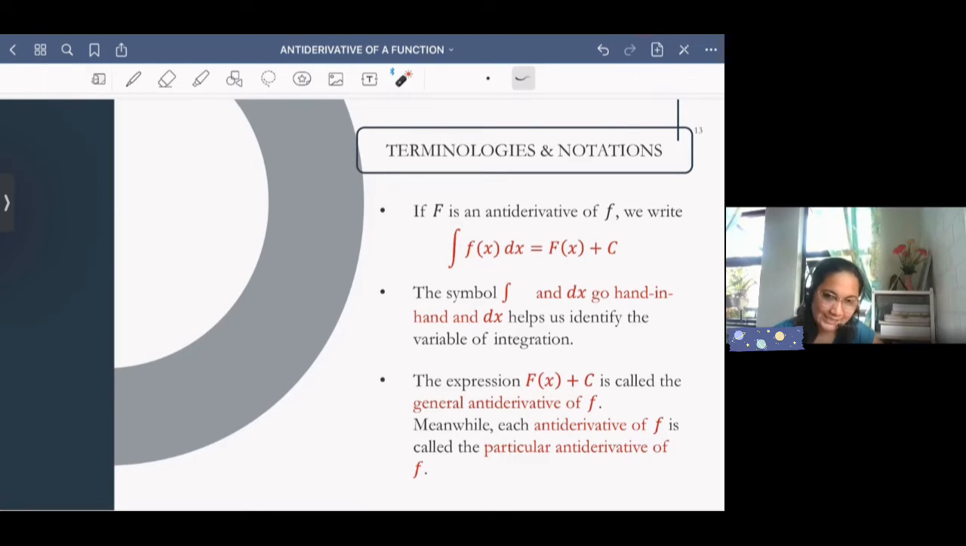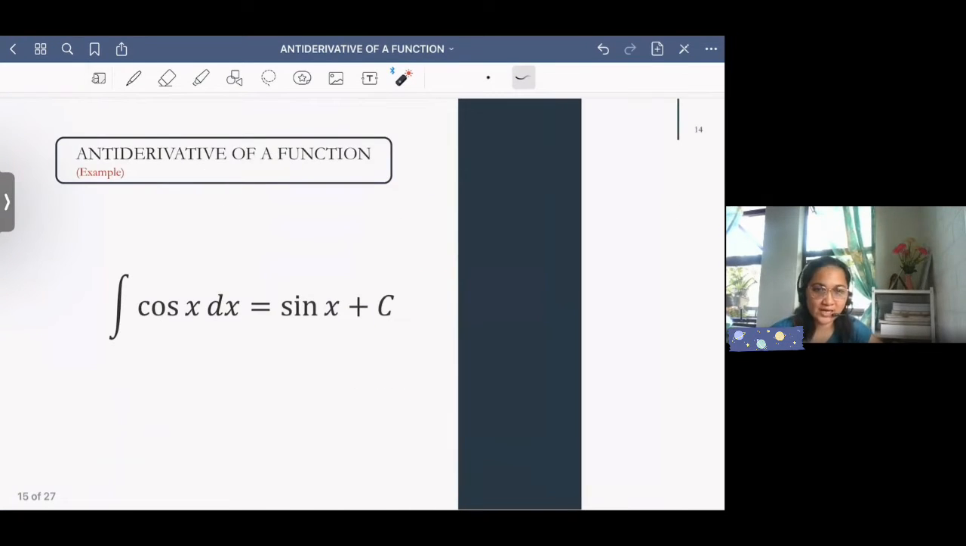The expression uppercase F of x plus c is called the general antiderivative of small case f. Meanwhile, each antiderivative of small f is called a particular antiderivative of small f. Since you already know these terminologies and notations, let us proceed to this example. We now have the notation for the antiderivative of a function. We have the integral of cosine x dx is equal to sine x plus c. First up, we have the integral sign.